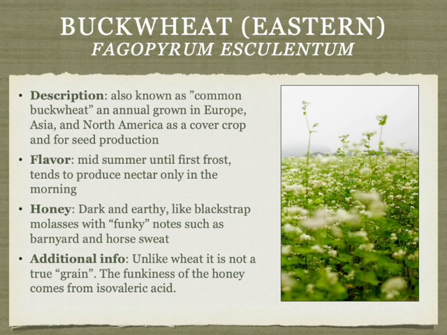Buckwheat. Some beekeepers and some honey customers get confused about buckwheat. There's actually two different kinds, eastern or common buckwheat and western buckwheat. It's important to know the species because that'll affect what the honey is actually like. So the eastern, quote-unquote, buckwheat, Fagopyrum esculentum, has a dark and earthy honey like blackstrap molasses with funky notes, barnyard and horse sweat. It's one of those love it or hate it honeys.